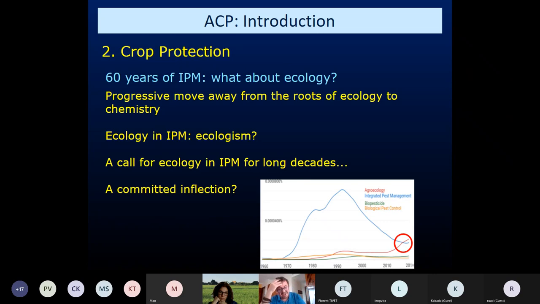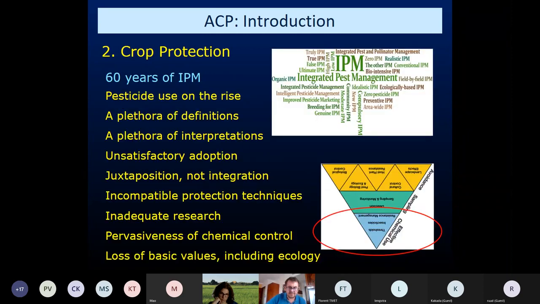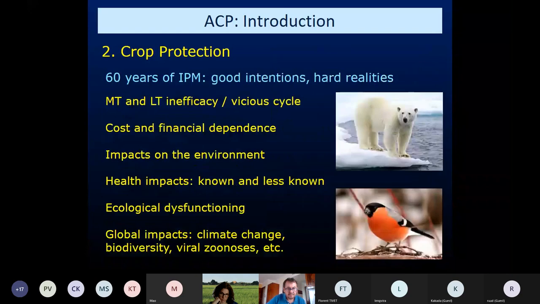I could say, for example, Altieri, for now more than 30 years, has called for ecology in IPM, but without success. But we can see in the figure, maybe we are at an inflection: more interest in agroecology, less interest in IPM, and so on. So it's in line with what we are saying here.